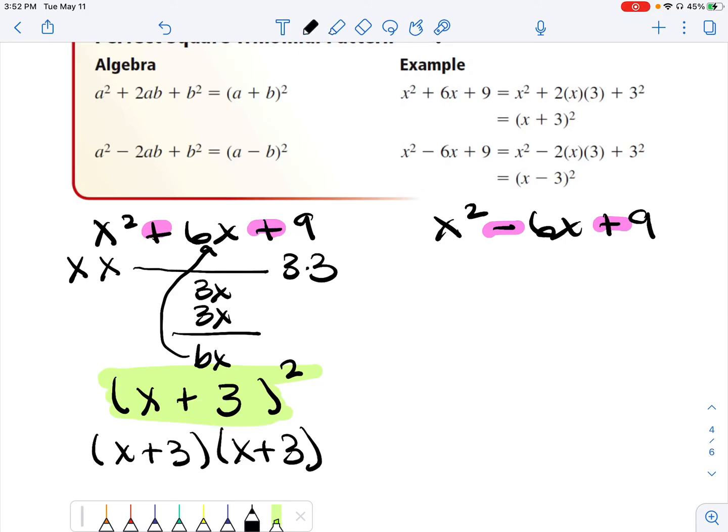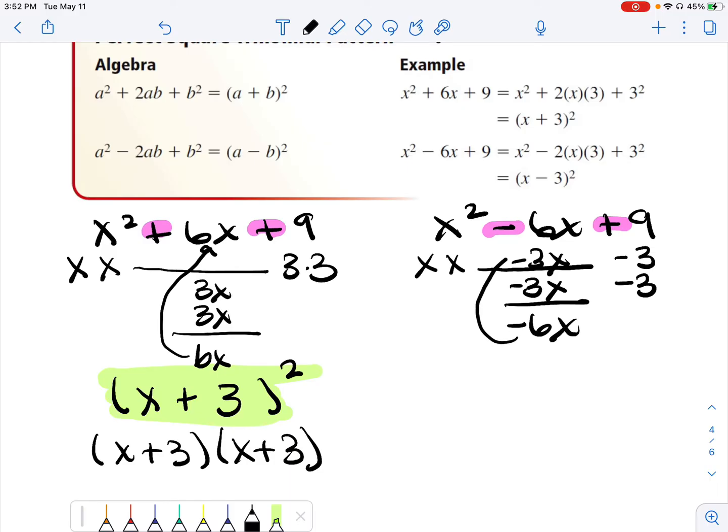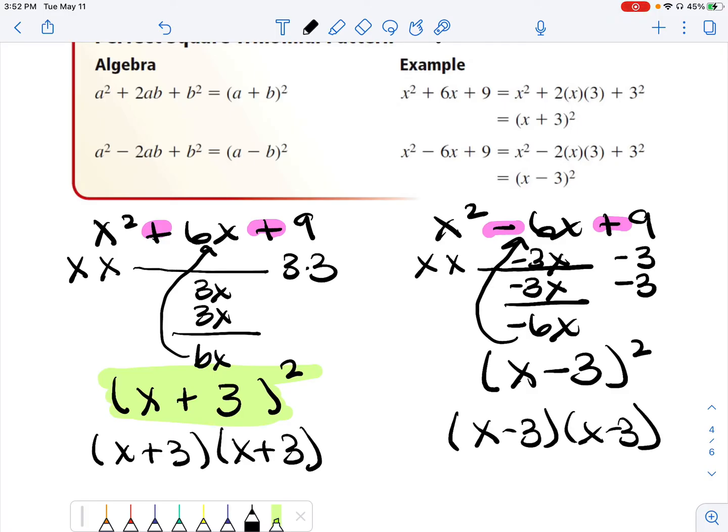Okay, let's do another one now. Here on the right. If my signs are minus plus, you do the square root of the first term, the square root of the last term, but they're going to be two negatives. So it's negative 3 times negative 3, which becomes positive 9. Do the same thing. You're going to multiply these together to get negative 3x. And then you're going to double it, or times it by 2, and you get negative 6x, and you see that that is the middle term. If that's the case, you know your answer is going to be x minus 3 quantity squared, which is the same thing as x minus 3 times x minus 3.